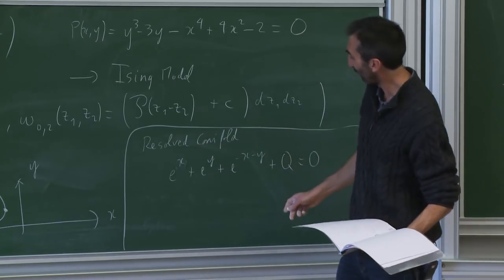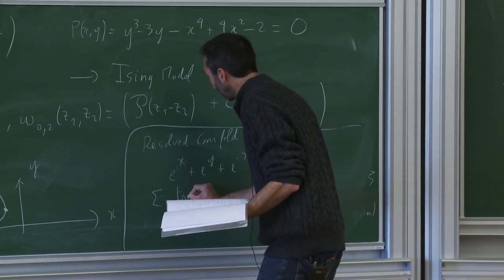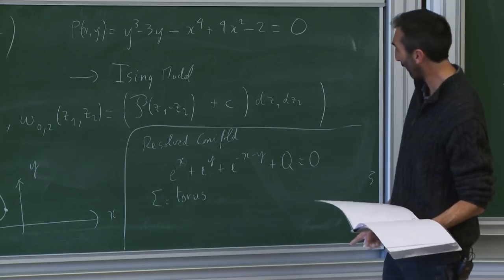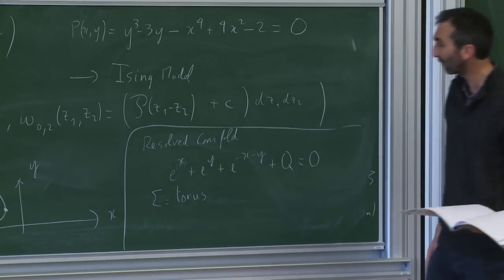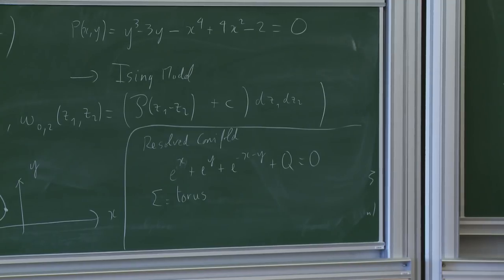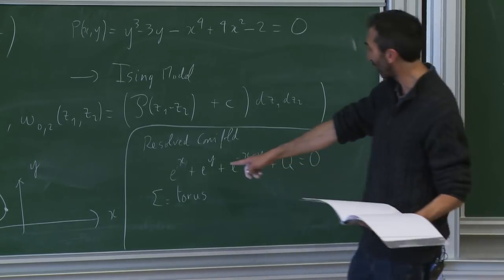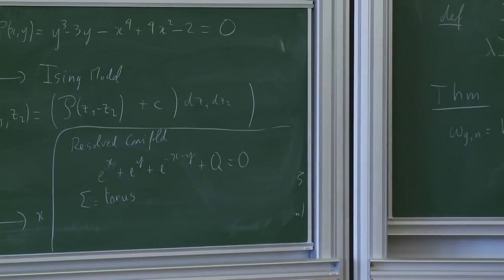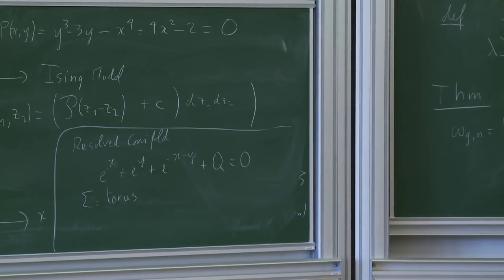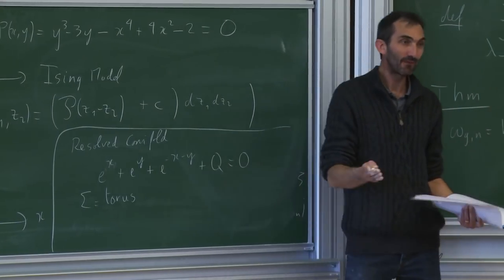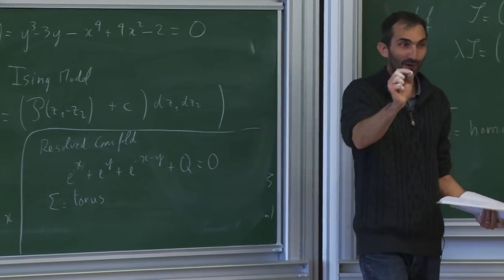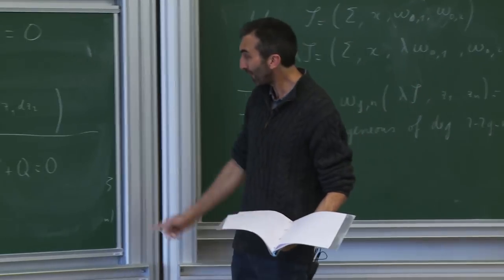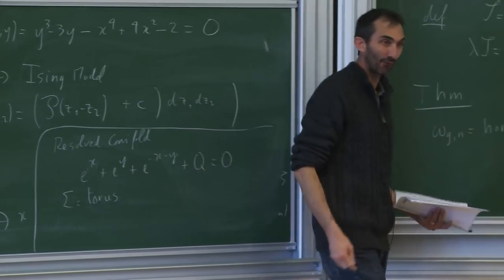In fact, sigma is a torus, and this defines two functions x and y on the torus. This defines one form y dx. The fact is that e to the x and e to the y are meromorphic functions. So x is the log of a meromorphic function, and y is the log of a meromorphic function, which means that the form y dx has logarithmic singularities. But that doesn't matter, because the logarithmic singularities are not at the branch points, so you can still compute everything. And then the omega g,n's are the Gromov-Witten invariants for the resolved conifold.